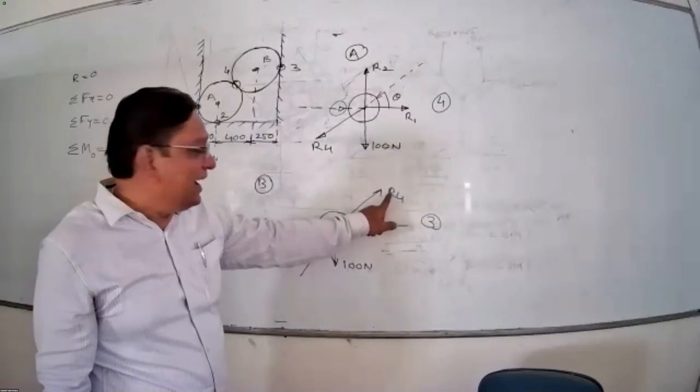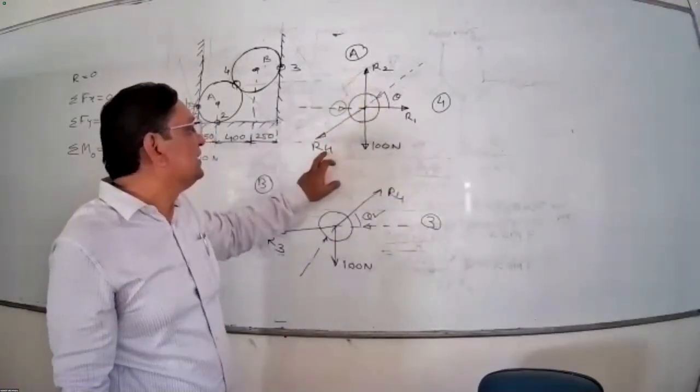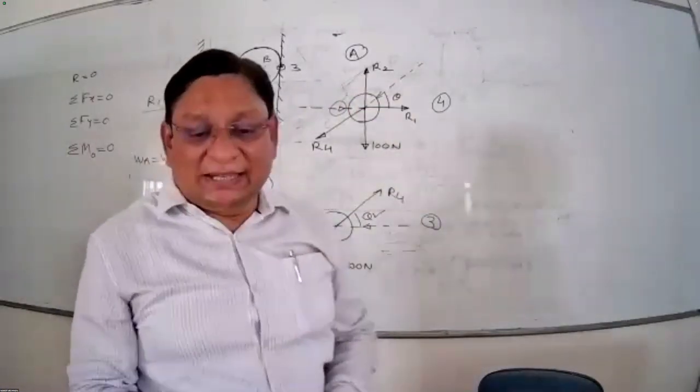After getting R3 and R4, go for here. R3, R4 is known to you. Only two unknowns will be there, R2 and R1. You can finalize that. So that we will see in tomorrow's lecture. Thank you.